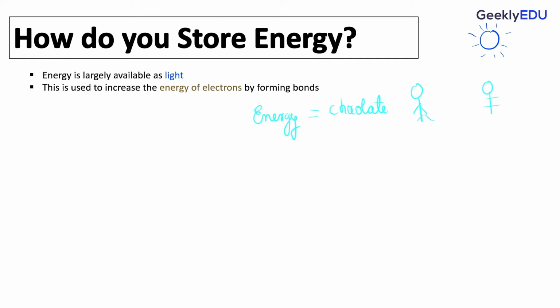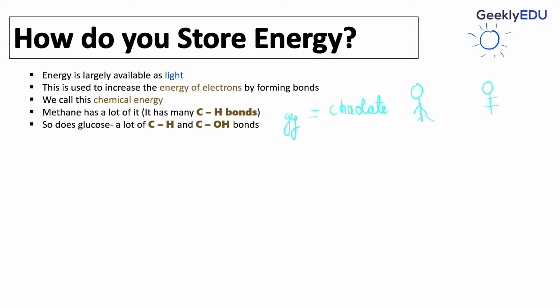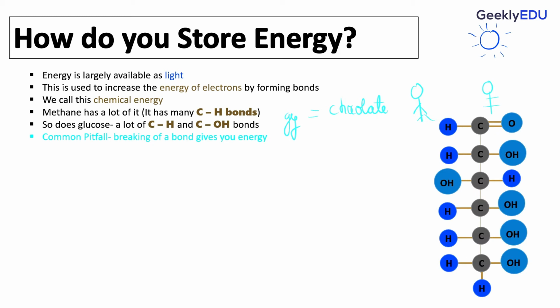Plants or other bacteria that can capture the energy of light do exactly that. They convert the light energy and store it in big molecules like carbohydrates. Even methane, which has a lot of CH4 bonds, can store this, right? But for us, it is carbohydrate, a molecule which has a lot of CH and COH bonds. So the storage is complete, but how do we use this energy?